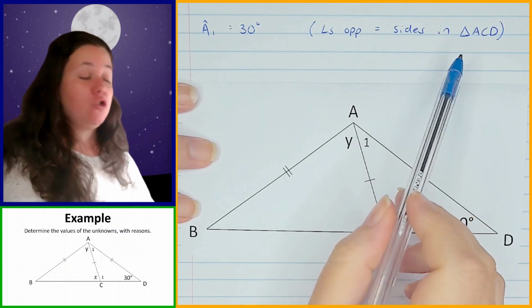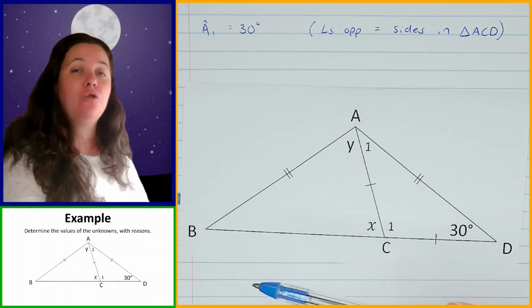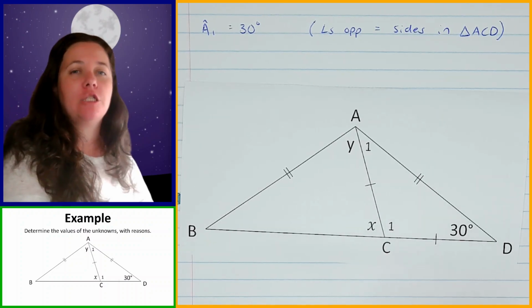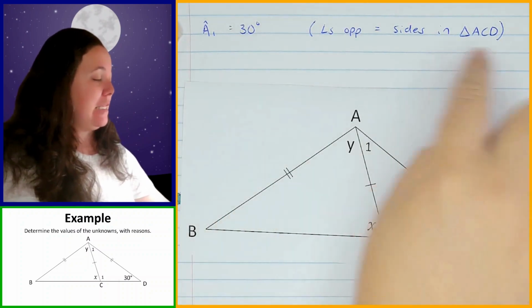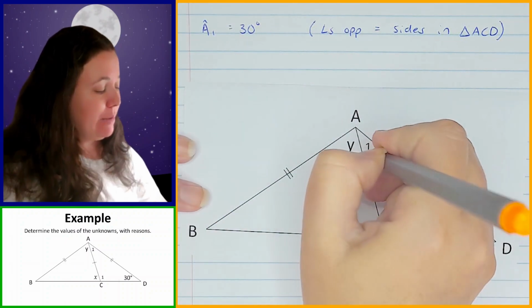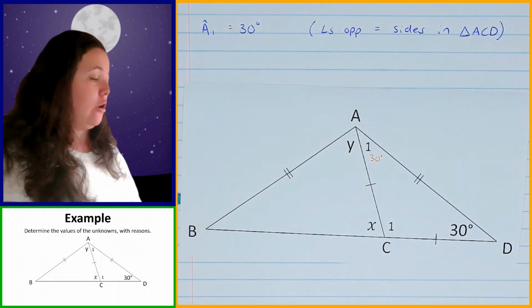I'm specifying which triangle I'm looking at because there's more than one triangle in this problem, so it helps the person who's marking to know what I'm actually talking about and what I'm actually looking at while I'm writing that. Okay, once I have done that, I can go and fill it in on my diagram, and now I can use it to help me to work out other things after this.